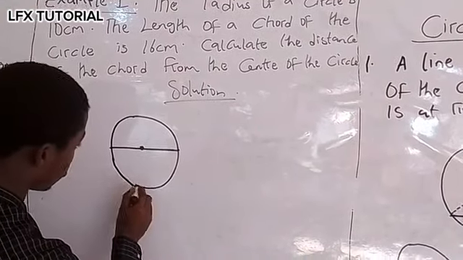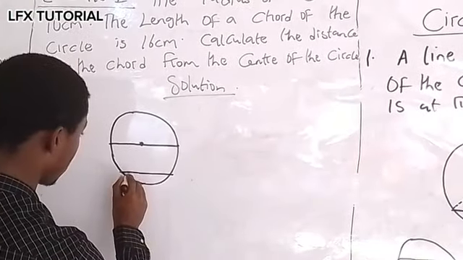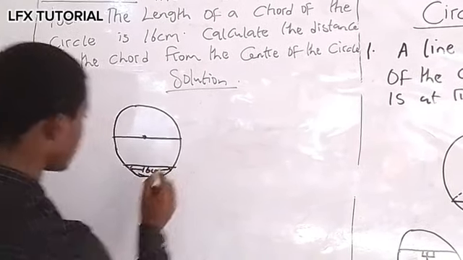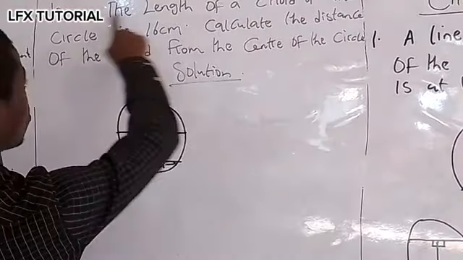From here to here, something like this. Let's say 16 centimeters. So from here to here is my chord. So I'll put it here, 16 centimeters. It's my chord, 16 centimeters. And then the radius of the circle is 10 centimeters.